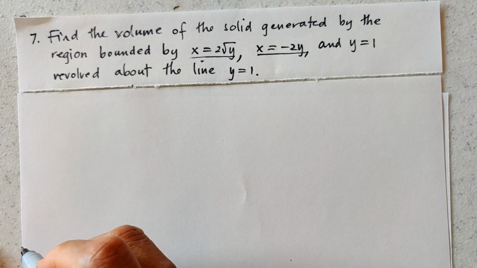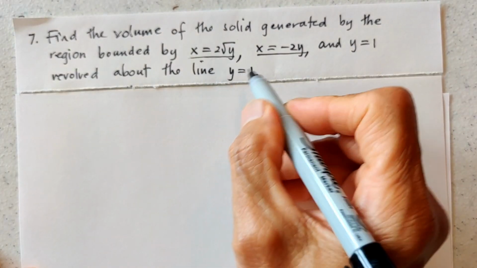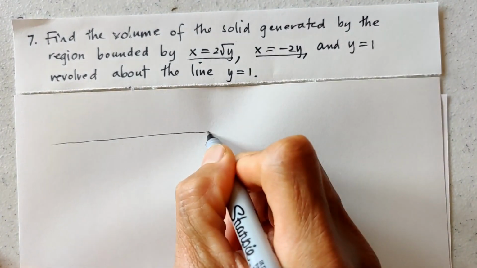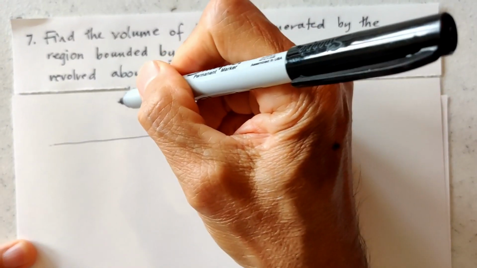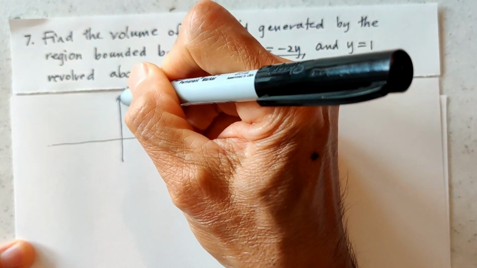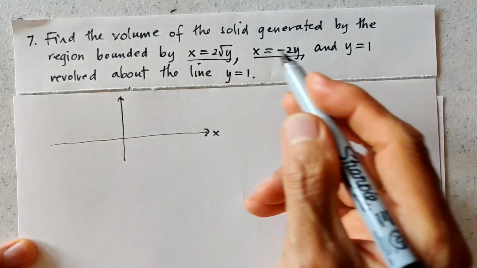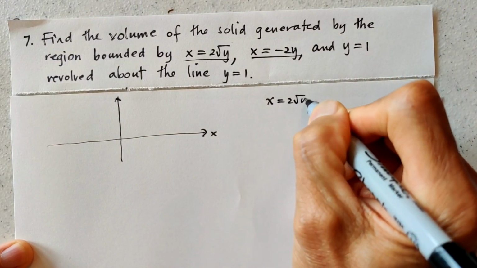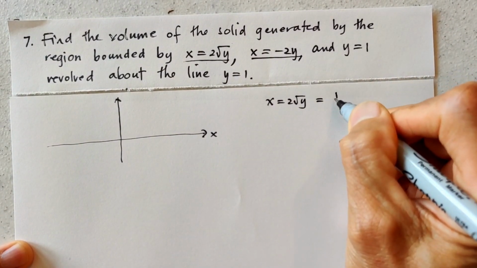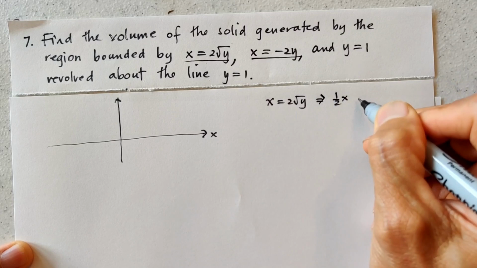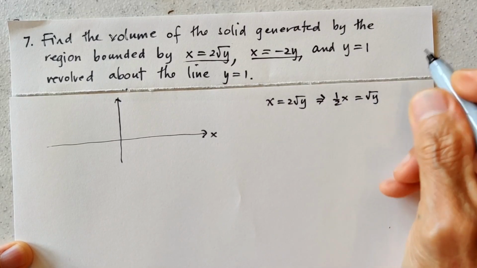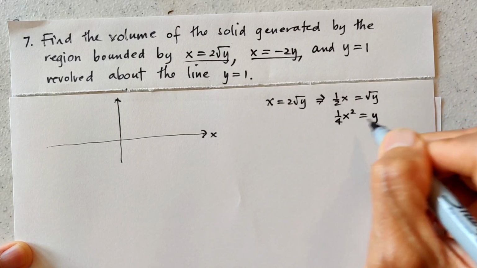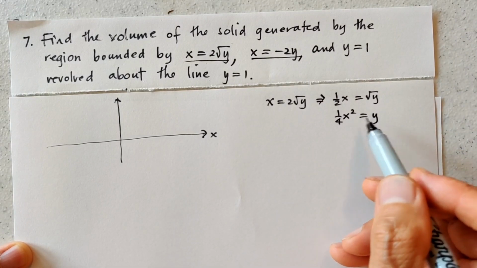Okay, so first let's graph this region. This is my x-axis. This is my y-axis. What is the graph of x equals 2 square root of y? We can rewrite that as 1/2 x is equal to square root of y, or 1/4 x squared is equal to y when you square both sides. So that's a parabola right there.